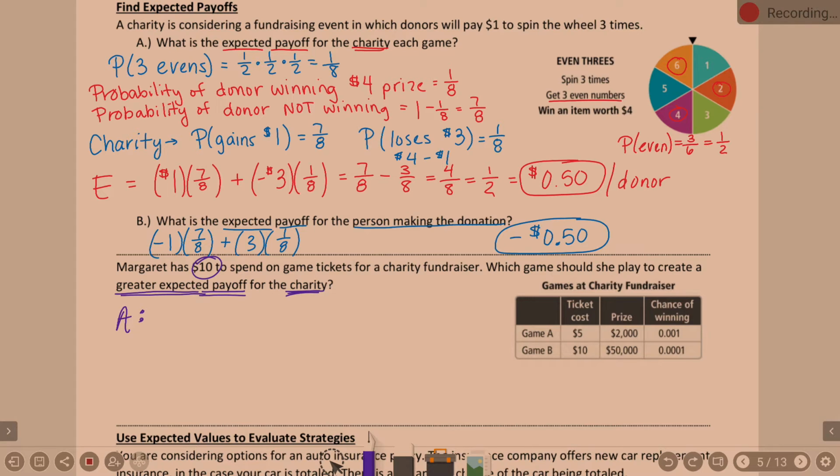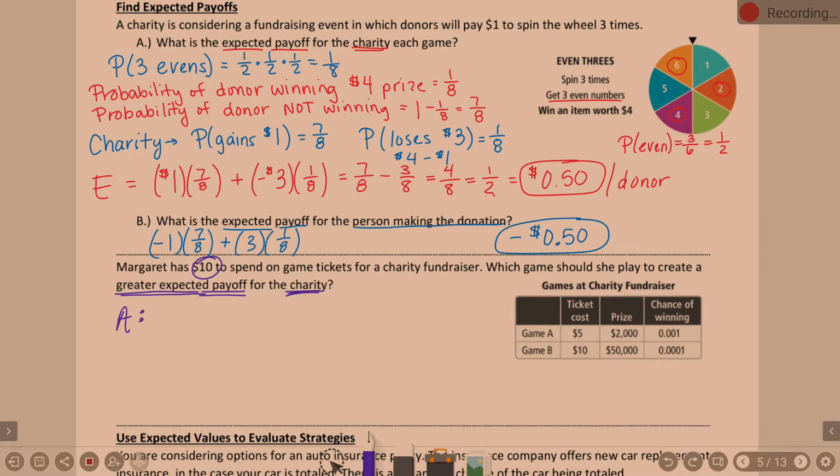What about game A? If we're going to find the expected payoff, the expected value, for game A, you're always going to be paying $5 for the ticket, right? And then you might be winning the prize of $2,000. Your chance of winning that prize is 0.001. Now remember, when we were doing our expected values yesterday, it was always the outcome times the probability. So your chance of getting that money is 0.001 of that money value.